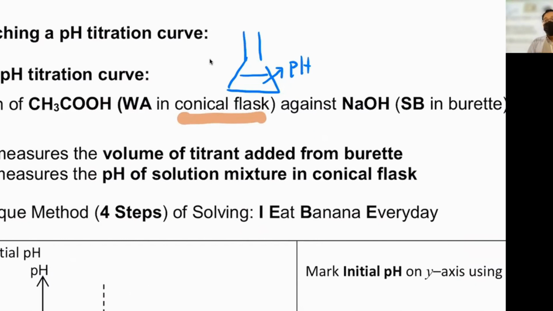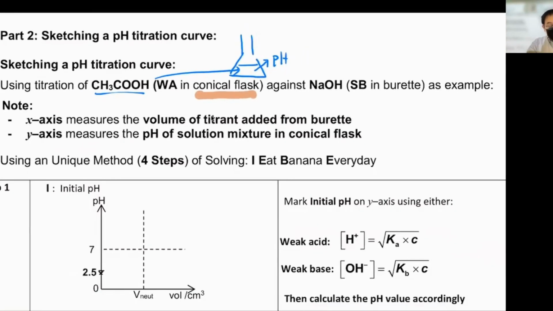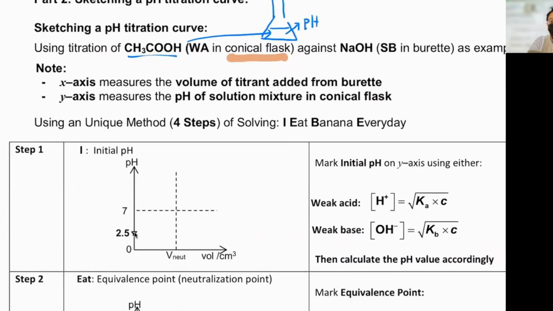But the good news is, nowadays, most of the questions for A-level will tell you who is in the conical flask, so you don't have to worry about it. In the past, they didn't tell you, but now they tell you. So that's good news. Okay, so the one in the conical flask is important. Now I tell you, this is in the conical flask. What does it mean? That means if I measure the pH, initially it will be a low pH. If you put the base, the pH should be high. You put the acid, pH should be low. So remember, who is in the conical flask plays a very critical role.